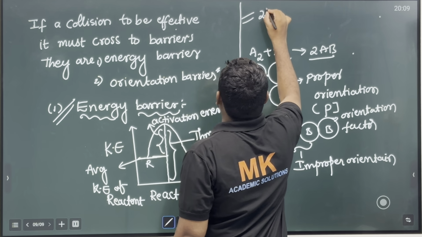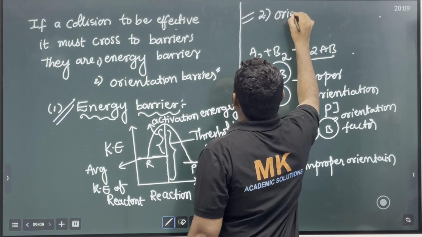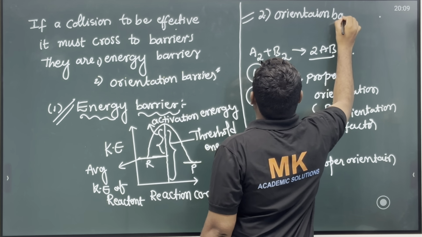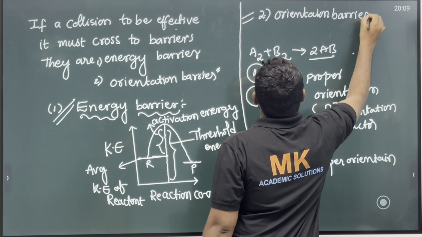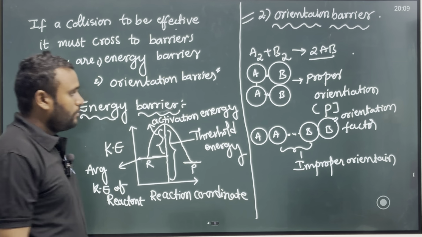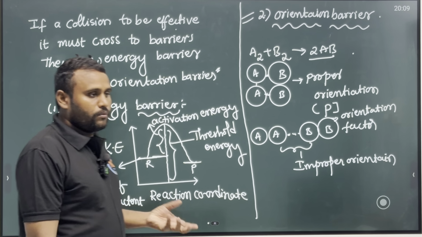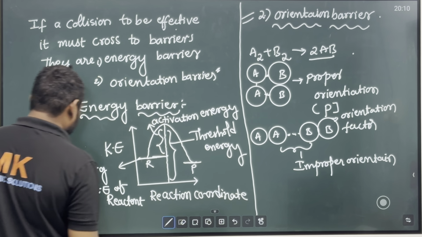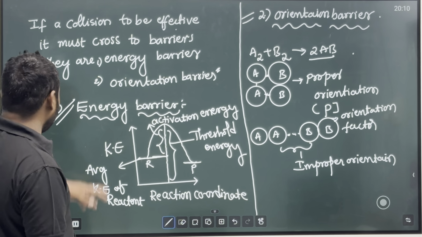The second one is the orientation barrier. These are the two barriers a molecule must cross to give product, to give what? Product. Okay, right. So here is what we discussed, children, in the collision theory.